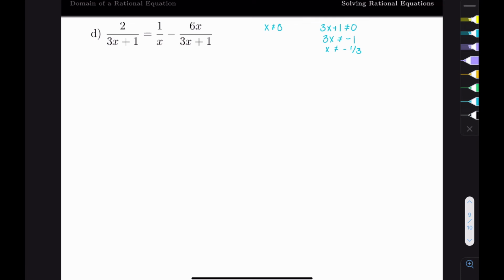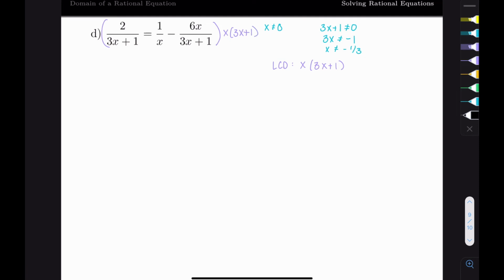Right? Now I want to go ahead and weight my fractions. So here our least common denominator definitely needs to have an x to get rid of this fraction. And for these two, I need a 3x plus 1 to get rid of their denominators. So those two factors are in the least common denominator. So we want to take this equation and multiply it by x and 3x plus 1.